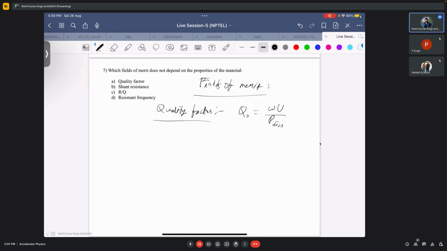And then the second one, the shunt resistance, which is given as V square by power dissipated. What is V square here? V square is the axial voltage produced inside the cavity. The axial voltage accelerates the beam, as you know. So what the shunt resistance means is the acceleration one gets per unit power dissipation. How much acceleration you are gaining.